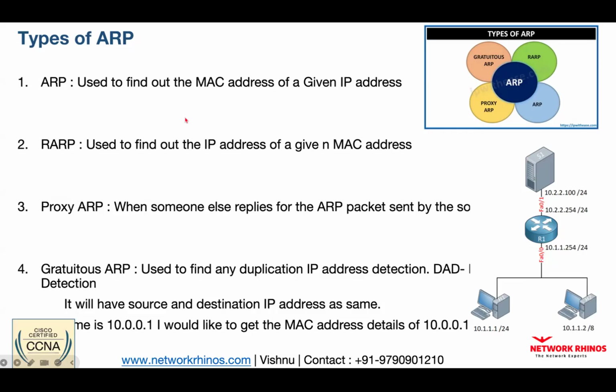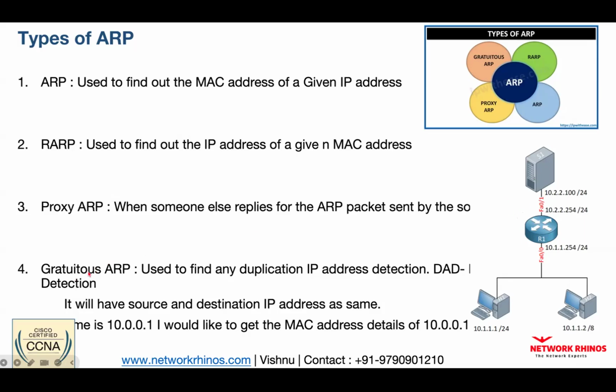Proxy ARP means when someone else is replying to the ARP request I have shared. Imagine PC1 wants to send a packet to server 1 and server 1 doesn't want to release his own MAC address. In that case, R1 will act as a proxy ARP. So he will reply back saying, hey, you can send the packet to me. I will forward that packet to my server. Like that we can tell.